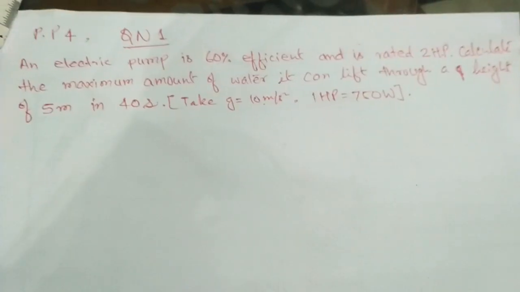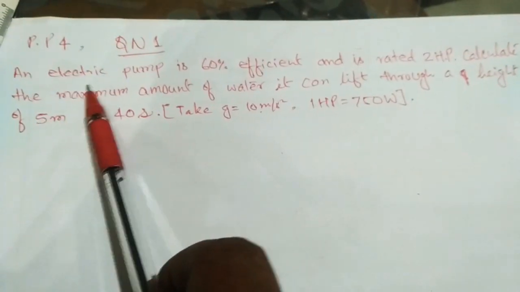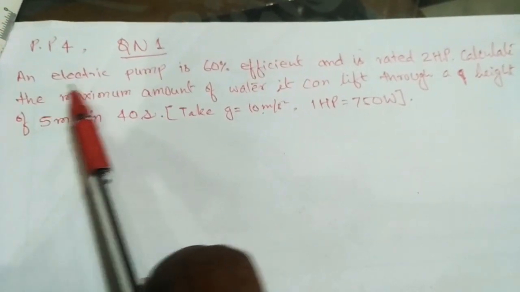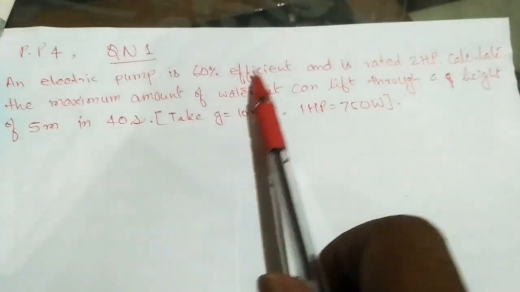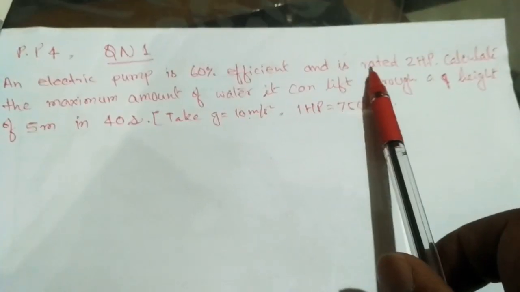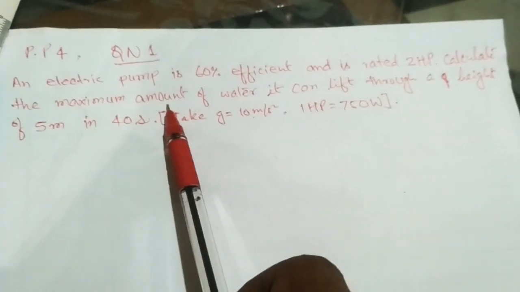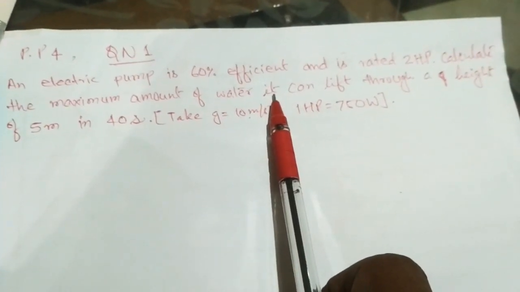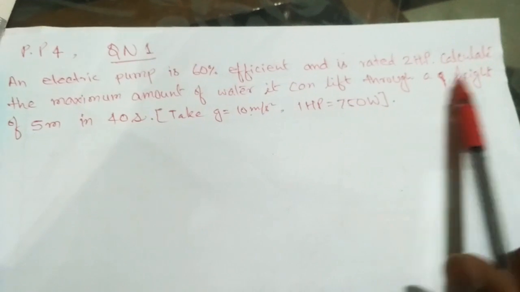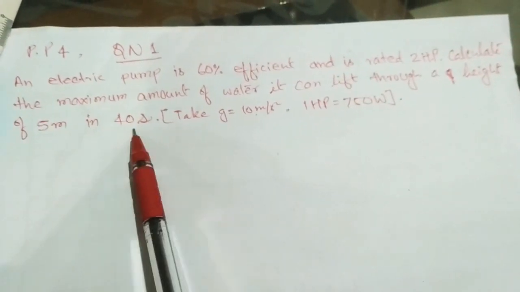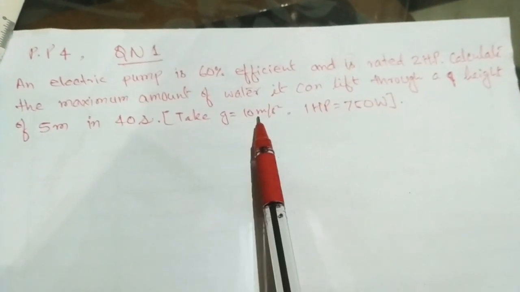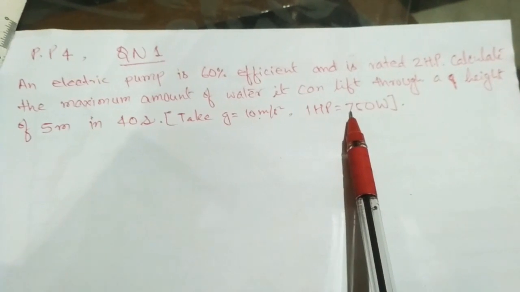For that, let's see this question. So this is practice problem 4, question number 1. An electric pump is 60% efficient and is rated 2 horsepower. Calculate the maximum amount of water that it can lift through a height of 5 meter in 40 seconds. The value of g is given, and the value of 1 horsepower is given.